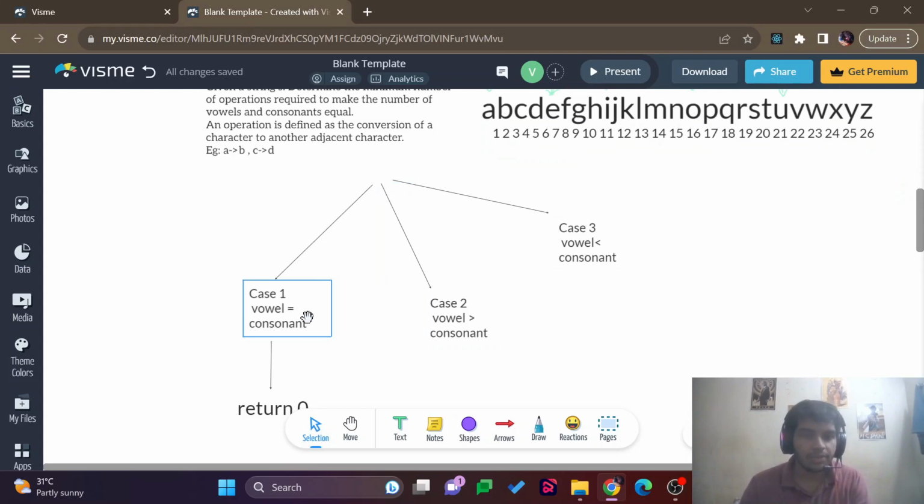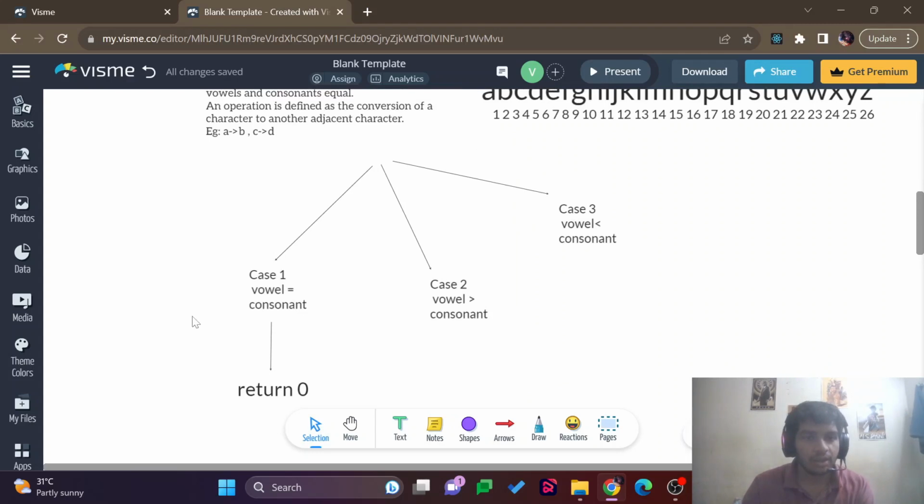And coming to the first case where vowel is equal to consonant, the question asks us to make the number of vowels and consonants equal, right? We already have them equal, then we just write 0 in this case. The question is already satisfied. Coming to case 2, we have got vowel greater than consonant.